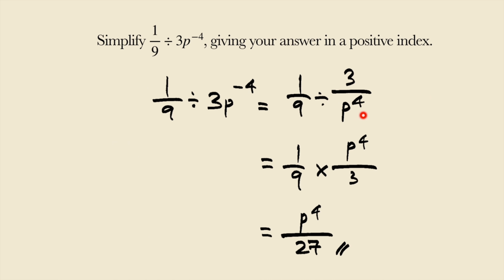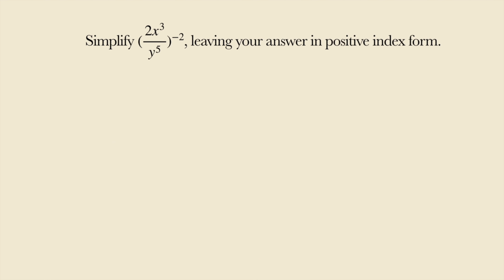Okay, now do that flipping. So division becomes a times. So p power 4 goes up, 3 comes down. And nothing to simplify diagonally here. Just make sure the denominators combine to become 27. And that's it.